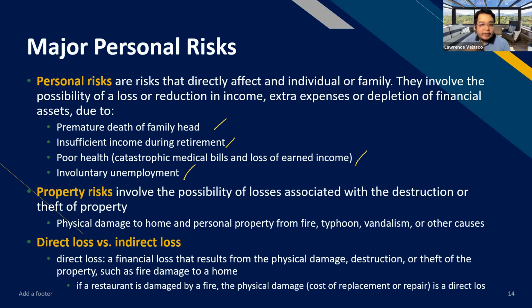There are also risks that affect your property, like physical damage, fire, earthquake, etc. Those are called property risk. And nasabi ko na ito kanina, there are two types of losses. There could be direct losses and indirect losses. Direct losses are the actual physical damage. Indirect losses might be related to foregone income because there is a physical damage. So those are types of losses.